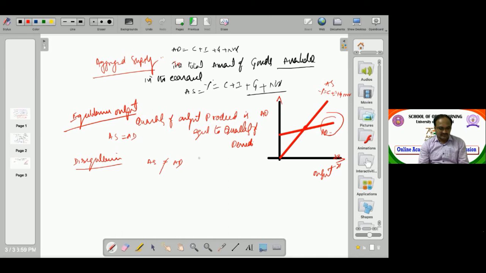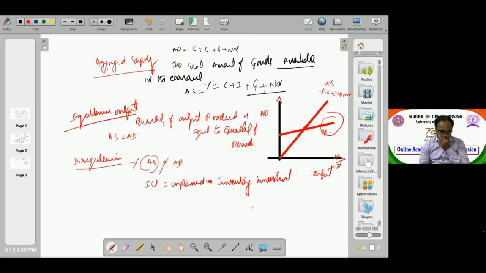Why will this disequilibrium take place? There are other factors that influence it. This can be expressed as unplanned changes in inventories. Y or AS, both are the same. So when Y is not equal to AD, this will create unplanned inventory investment. When aggregate supply and aggregate demand are not equal, then there is IU. What is IU? Unplanned inventory investment.